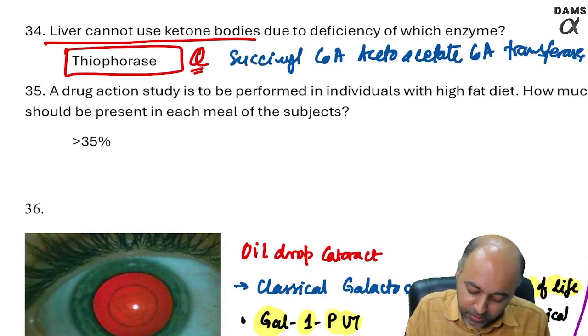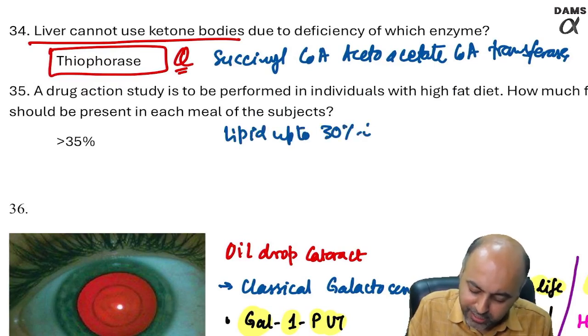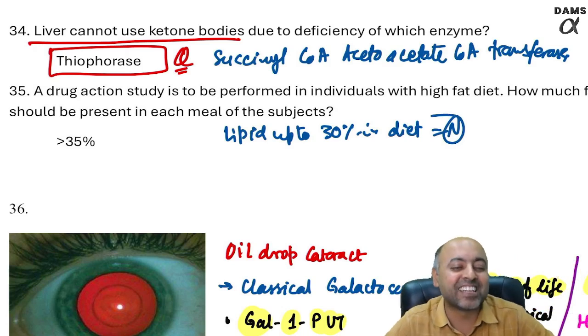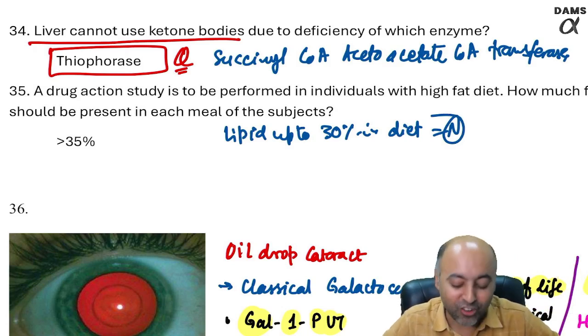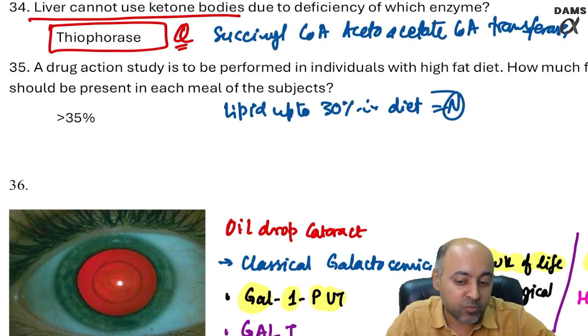And last, lipid up to 30% in diet is normal. That is the last point from my side. The 30% of lipid in the diet is normal. Until you have 35% or more, we will not call it fatty.